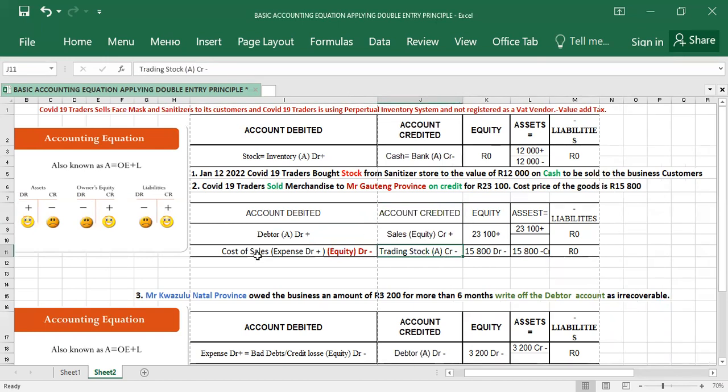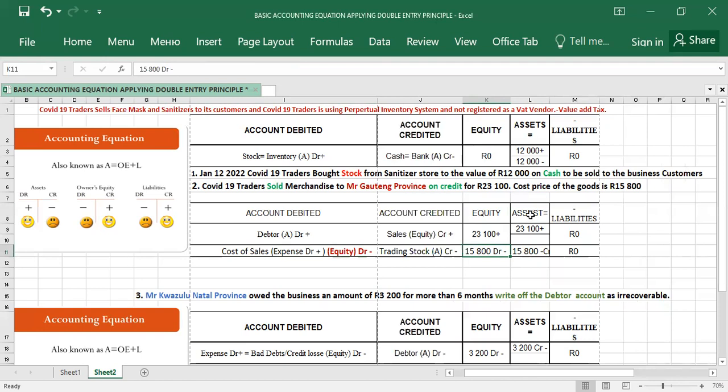That's why we have debited the cost of sales. Now, when we debit the cost of sales, what will happen to our owner's equity account? It will decrease on the debit side with 15,800. Money is going out from the business. However, we are still expecting to receive more later.